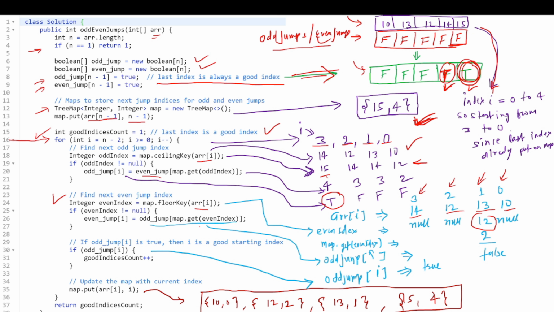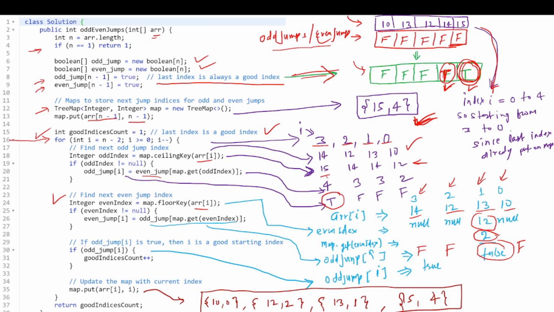Now we will do map.get at the even index. In this case, what index will you get here? 2. So at 2 we will check odd jumps at 2, which is false, and we will set this value on the even jumps. So in the even jumps everything is false, false, false. Initially we have already marked false, false, false like this. Only the last index is false, so we'll leave that, it is not important.